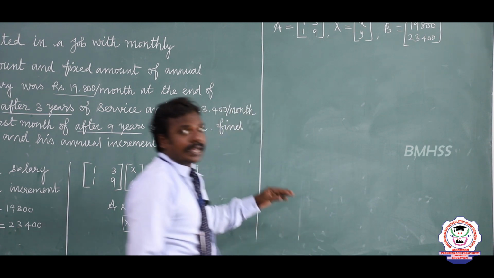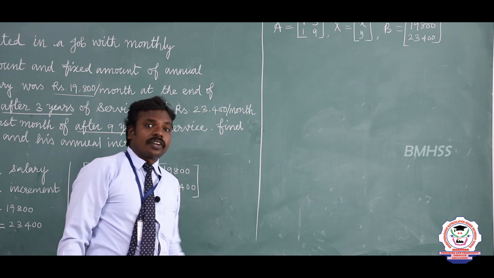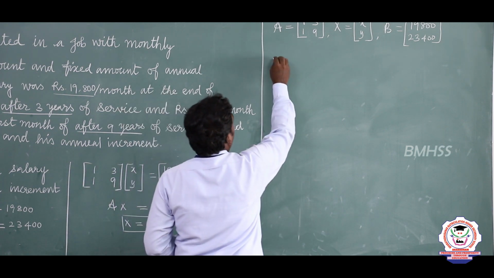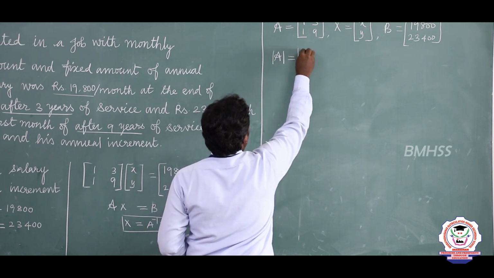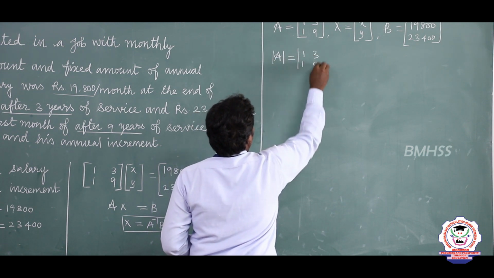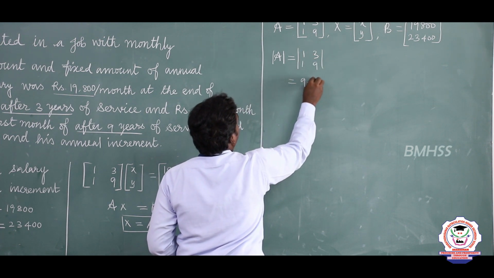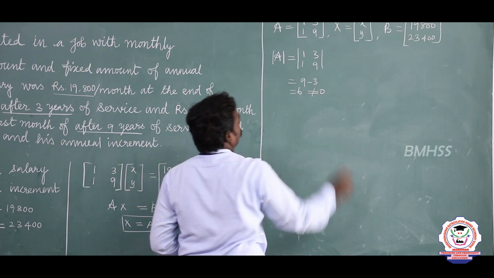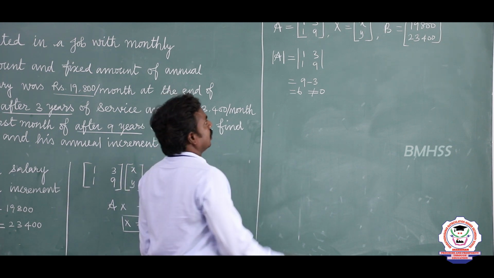Now to find A inverse, first we need to find the determinant of A and the adjoint of A. Determinant of A is denoted by double bars: 1 3 1 9. Cross multiply: 1 times 9 is 9, minus 3, which is equal to 6. This is not equal to 0. Therefore A inverse exists.